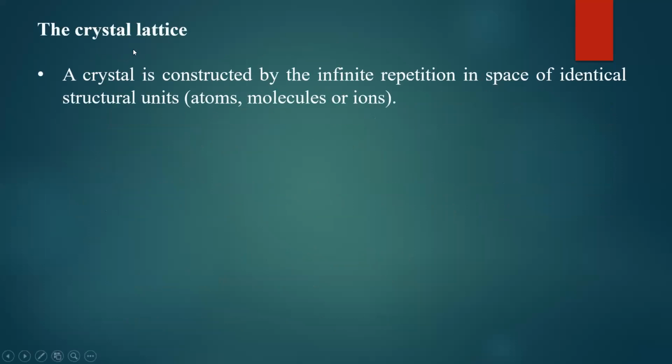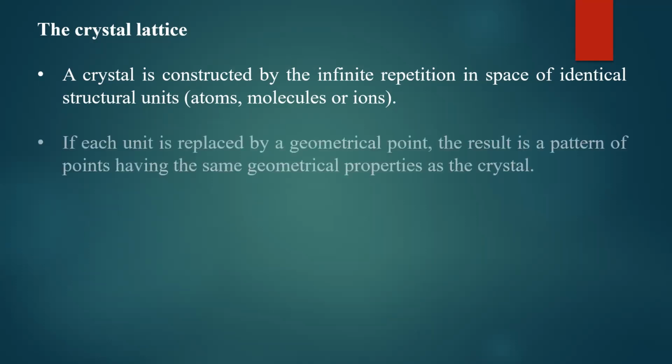So what do we mean by crystal lattice? We'll try to understand it first. We know that a crystal is constructed by infinite repetition in space of identical structural units: atoms, molecules, or ions. So atoms, molecules, and ions arranged regularly in space create the crystal. Take the example of NaCl. The crystal is formed because of the regular arrangement of NaCl molecules.